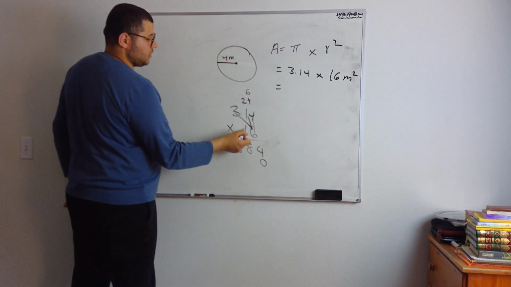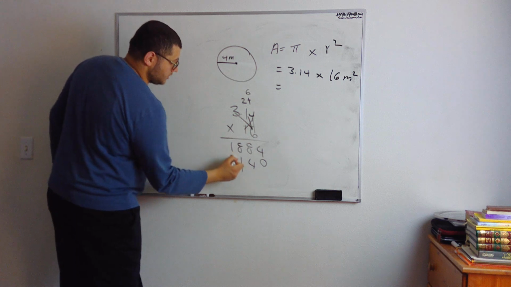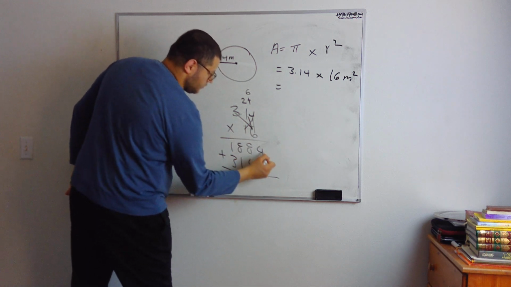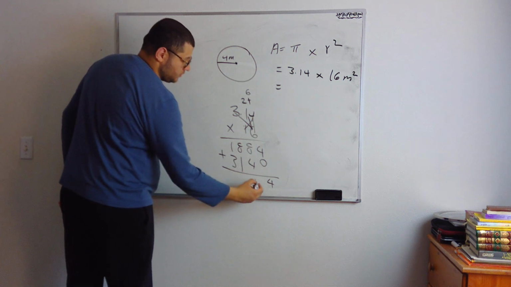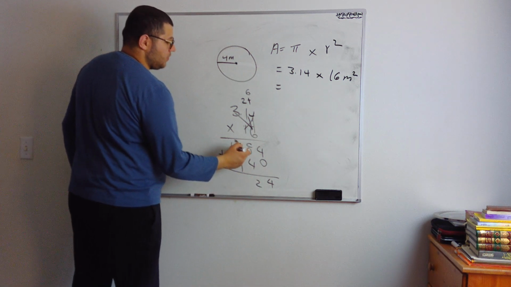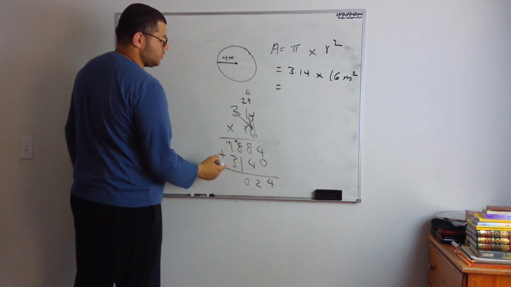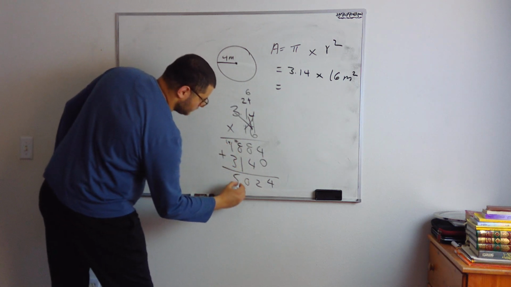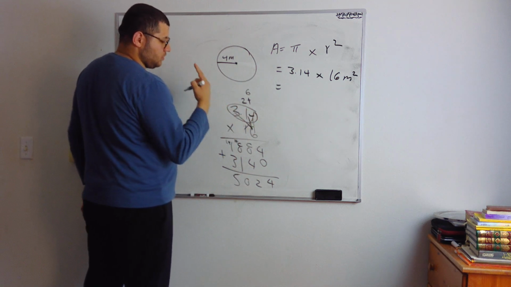So 1 times 4 is 4. 1 times 1 is 1. 1 times 3 is 3. And then add the numbers. 4 plus 0 is 4. 8 plus 4 is 12. 2 carry the 1. 1 plus 8 plus 1, that's a 10. So 0 carry the 1. 1 plus 1 is 2. 2 plus 3 is 5. So that's 5024.